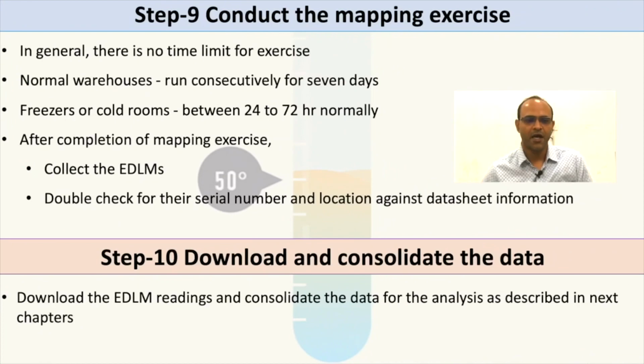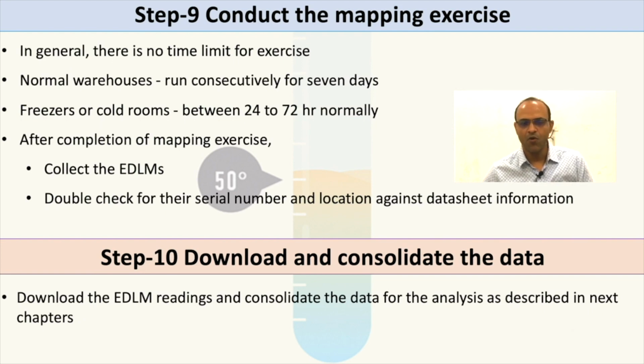Step 9. Conduct the mapping exercise. In general, there is no time limit for the exercise. Normal warehouses run consecutively for 7 days. Freezers or cold rooms normally run between 24 to 72 hours. After completion of the mapping exercise, collect the EDLM data. Double check the serial numbers and the locations against the data information.